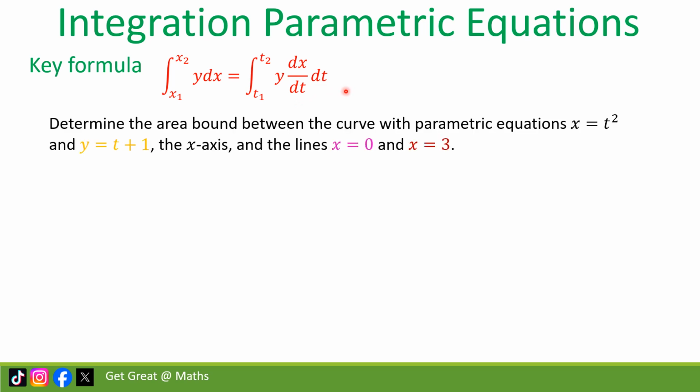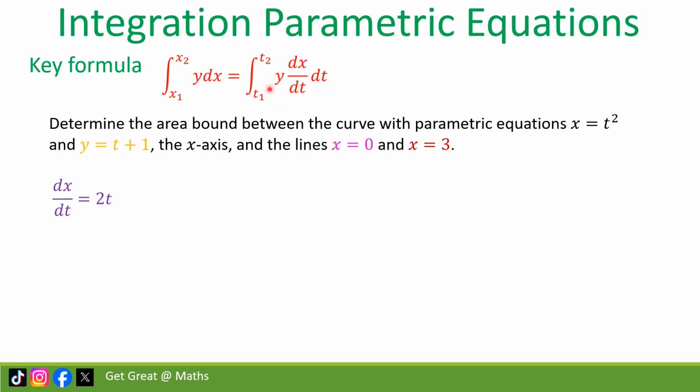So an example of this, we're going to find the area for a parametric equation of x equals t squared, and we've got a function of y equals t plus 1. We're going to be bounded by the x-axis and the line x equals 0 and the line x equals 3. So first of all, we need to find dx by dt. So my function x was t squared, so the differential of t squared was 2t. So you can see here dx by dt is going to be 2t. So I'm going to replace that as 2t in this formula. y is equal to t plus 1, so I'm going to replace the y with t plus 1. dt will just stay as dt on the end.